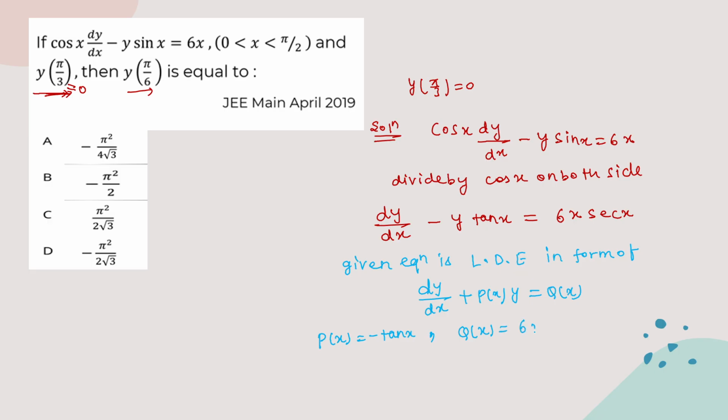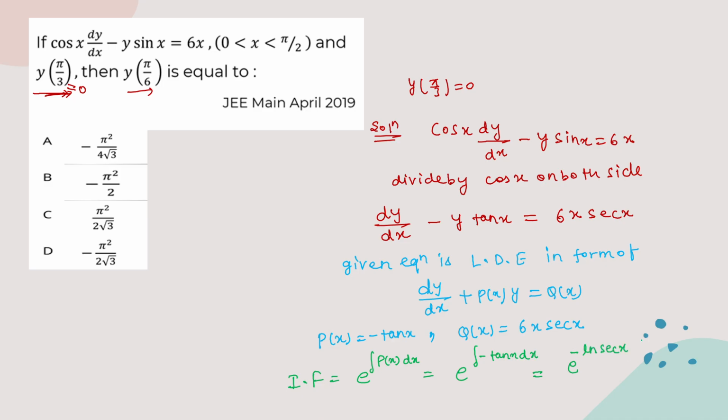Then q(x) will become what? 6x into sec x. Okay, now what is the first task? To find out the integrating factor. So what is the integrating factor value? We will be getting e to the power integral of p of x dx, which is e to the power integral of minus tan x dx. So what is the integration of tan x? It is ln sec x. Okay, so the negative sign is outside, minus ln sec x.